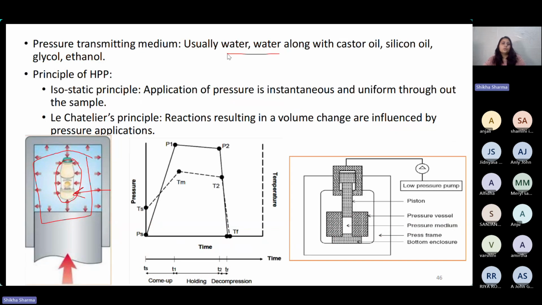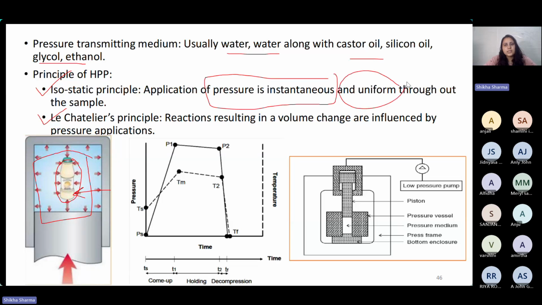The pressure medium can be water, castor oil, silicone oil, glycol, or ethanol, and it works on two principles: the isostatic principle and Le Chatelier's principle. The isostatic principle means that whatever pressure we apply is instantaneous and uniform throughout the sample. And Le Chatelier's principle says that reactions resulting in a volume change are influenced by pressure application. Because we are applying pressure, volume change can be there.